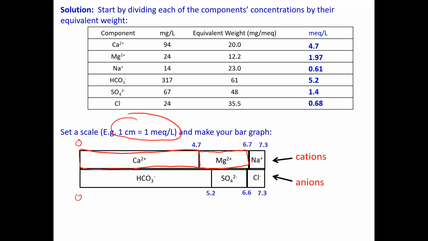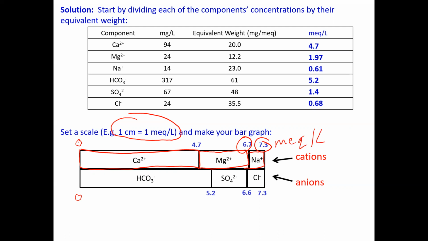And when you add 4.7 plus 1.97, you get 6.7. And then lastly, you add in the sodium, which is another 0.61 centimeters. And your total is going to be 7.3. And if you want to put the units on here, of course, the units are milliequivalent per liter.